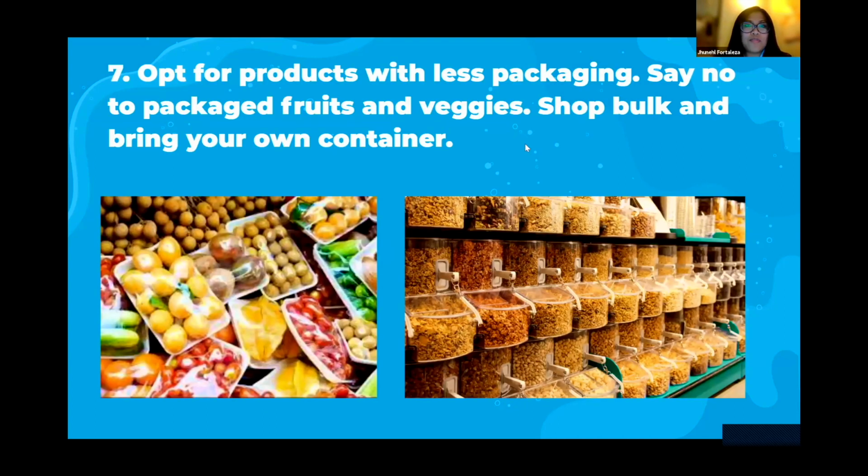Number 7 is to opt for products with less packaging. Say no to packaged fruits and veggies, shop bulk, and bring your own container. So if you see in the picture on the left, a lot of times we see in the grocery stores these packaged fruits, and they come with this unnecessary packaging when you can just buy the fruits and vegetables that are loose, and you just bring your own bag with you. And same thing with the bulk items. You can actually buy rice, flour, cereal in bulk and bring your own container, and that's also going to save on a lot of packaging that usually comes with the prepackaged stuff.